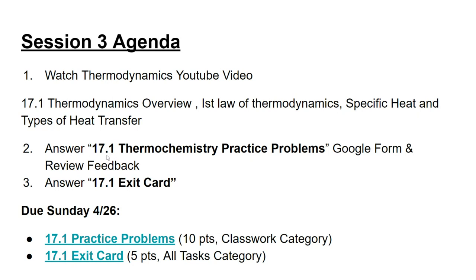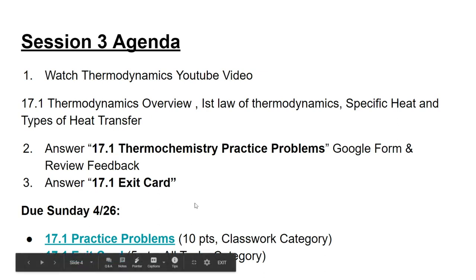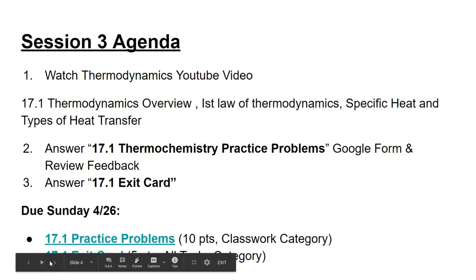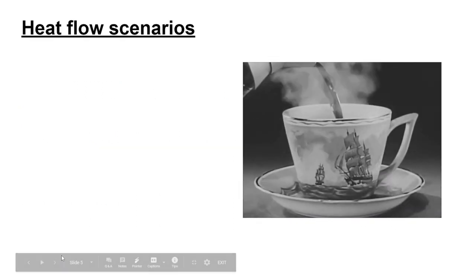Then you will be answering the 17.1 thermochemistry practice problems, the Google form, and reviewing the feedback, and also answering the 17.1 exit card. So basically, two things are due by Sunday midnight: the 17.1 practice problem, which is 10 points and will go in your classwork category, and the 17.1 exit card, 5 points, which will go in your all task category.